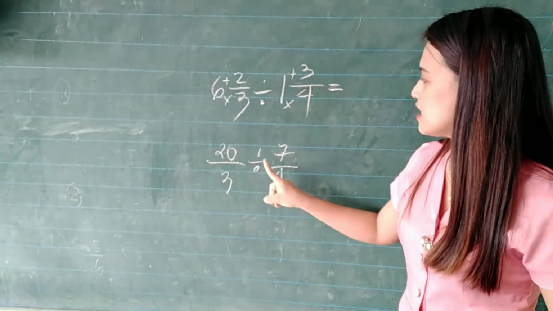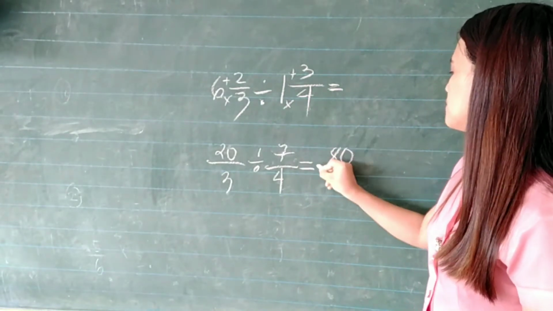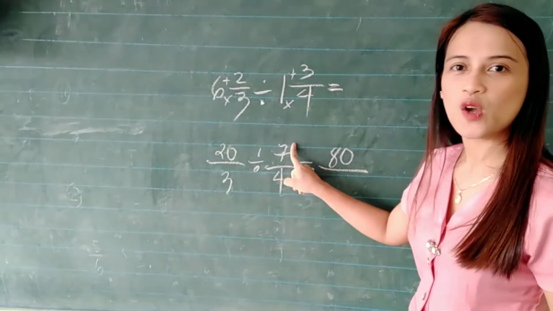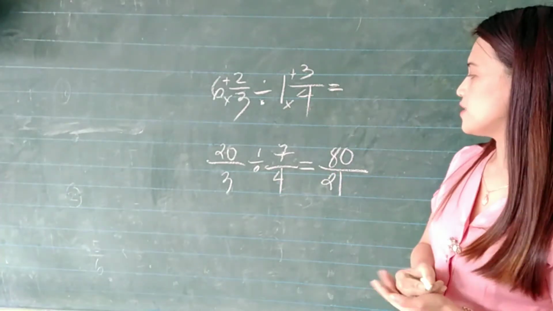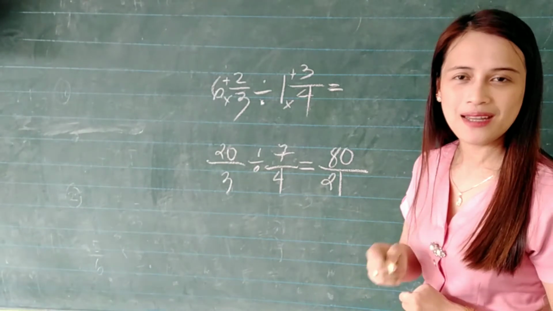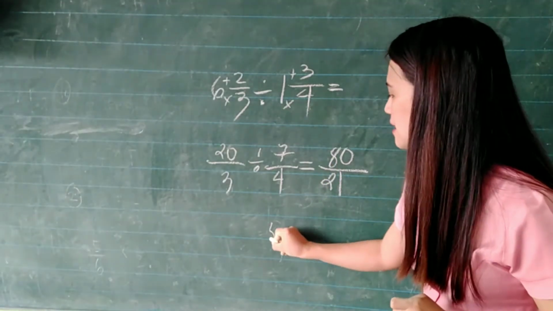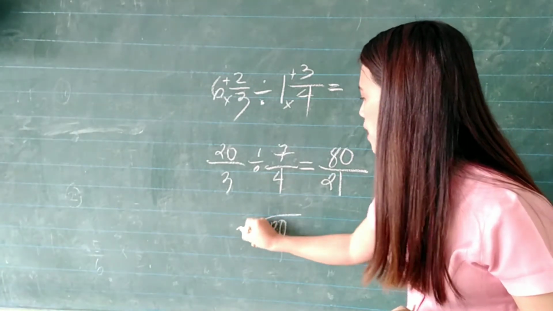So after that, cross multiply na ta kay wala may makancel. So 20 times 4 equals 80. 3 times 7 equals 21. So 80 over 21. Final answer na ba? No. Dako gamay. So unsay button? Divide na punta. 80 divided by 21.